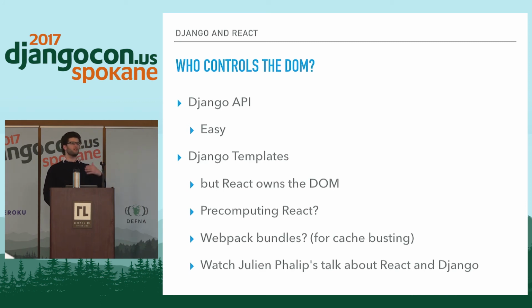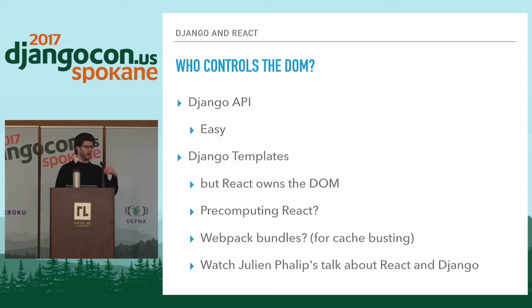If you're just interacting with the Django API or any API, this is fairly straightforward, right? You use fetch, you make requests, and you get JavaScript back. If you are interacting with Django Templates, oh boy, right? Because Django Templates want to provide HTML and the DOM, but React wants to be in full control of it. Do you pre-compute with Node on your server?